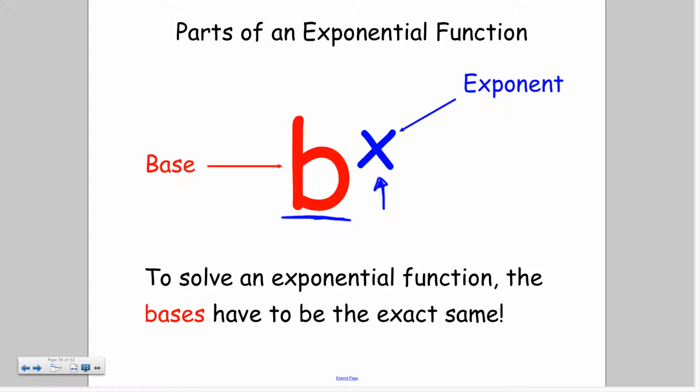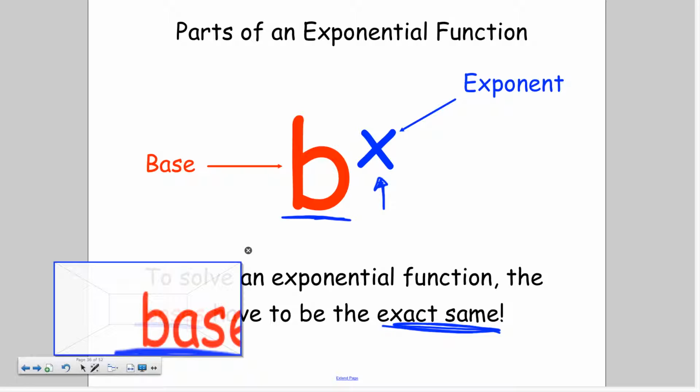Okay? So to solve an exponential function, the bases have to be the exact same. You need to highlight that, mark it, whatever it is that you need to do so that you know that they have to be the exact same. You're going to have to fix it to where they're the same if it's not the same. So our bases have to be the exact same. That means they have to match.